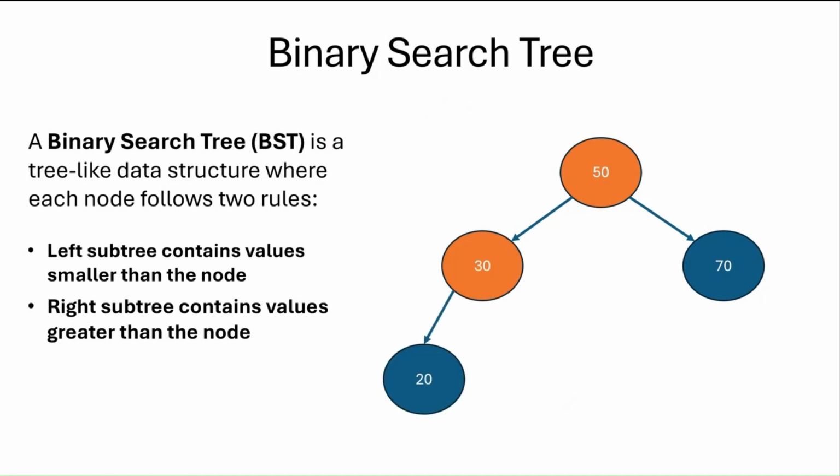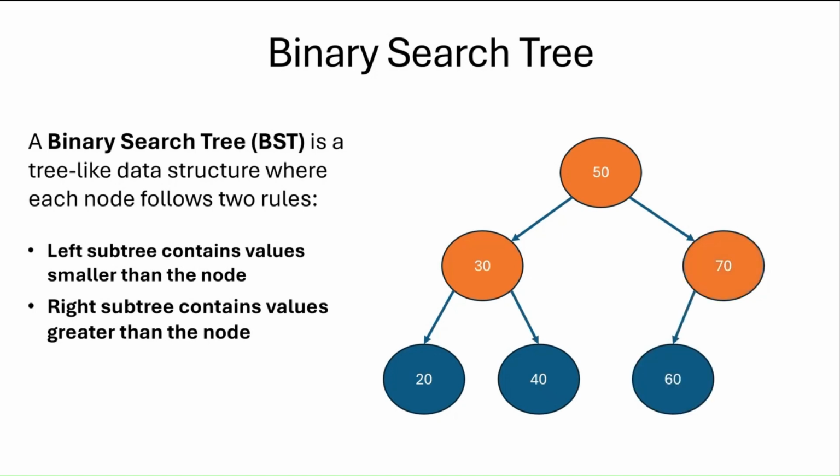For 30, the left subtree has value 20, which is less than 30, and the right subtree has value 40, which is greater than 30. For 70, again the same rule is followed. The left subtree contains smaller values than 70, and the right subtree contains greater values than the 70 node. So this is what a binary search tree is. It is a special type of binary tree where each node in the tree follows these two rules.